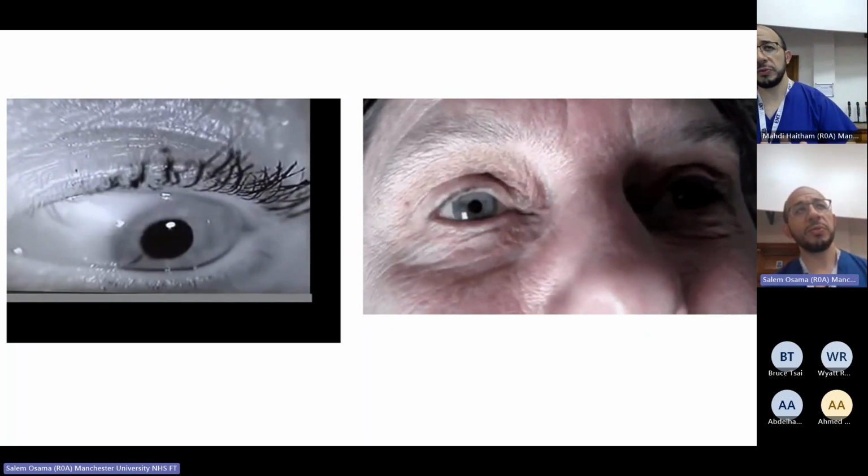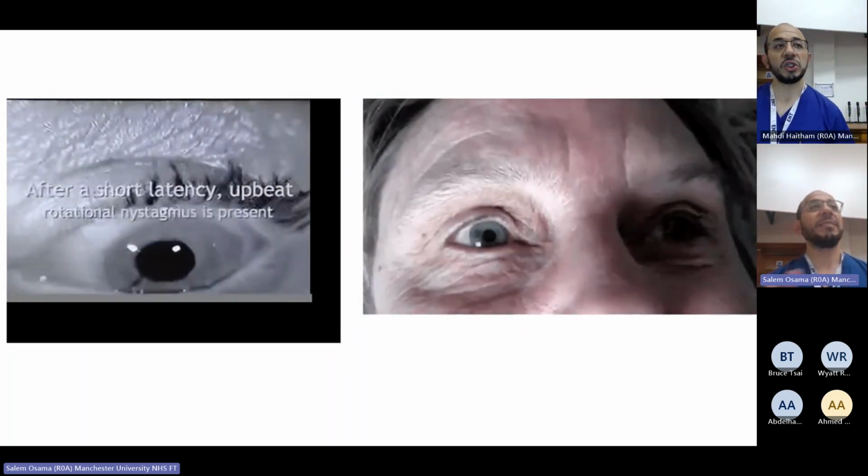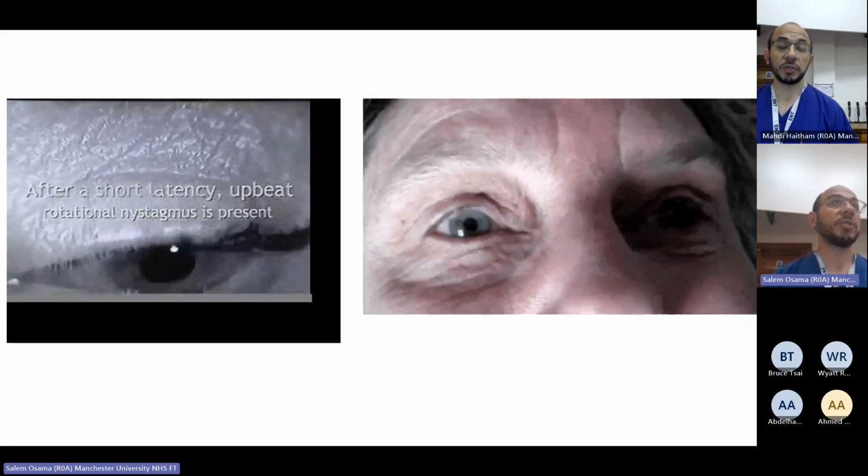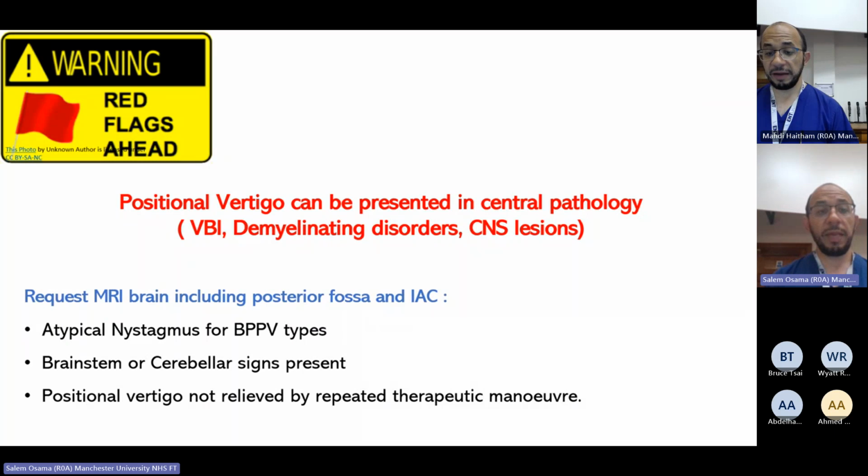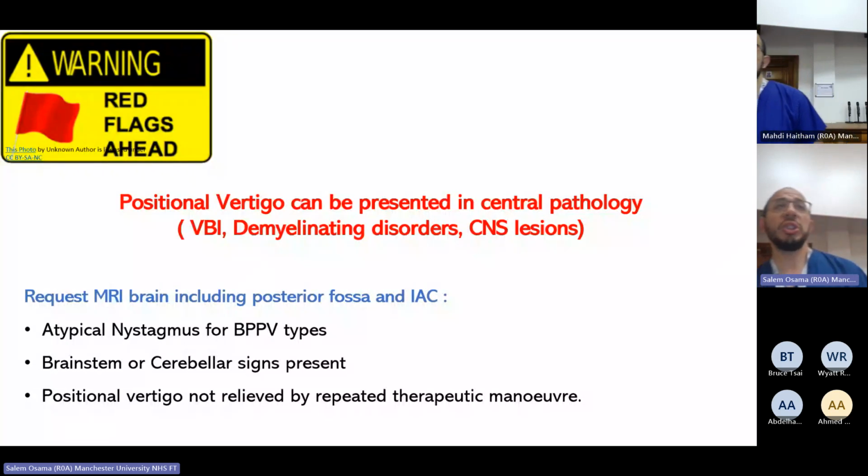Why it's very important to know the typical is because you may see some atypical features of nystagmus that may indicate a central disease. That's why we have some red flags, because positional vertigo could happen with MS, could happen with some CNS disorders of the cerebellum, could happen with vertebrobasilar insufficiency. All these patients will have a positional vertigo. So the most important message here: having a history of positional vertigo does not mean that this patient has BPPV.